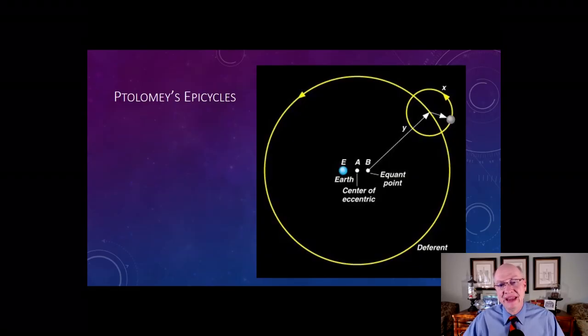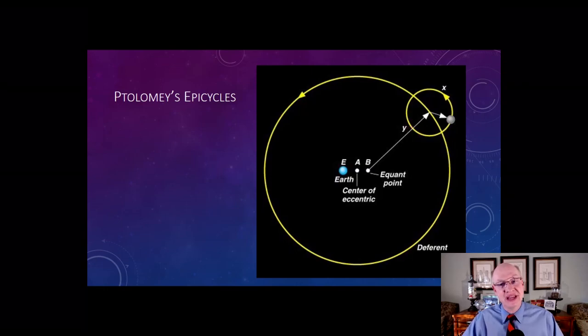When the planet is undergoing this retrograde motion, when it appears to be moving backwards in the sky, it is closer to the Earth than it is at any other time on its epicycle. And because it is closer to the Earth here, it will appear both bigger and brighter.